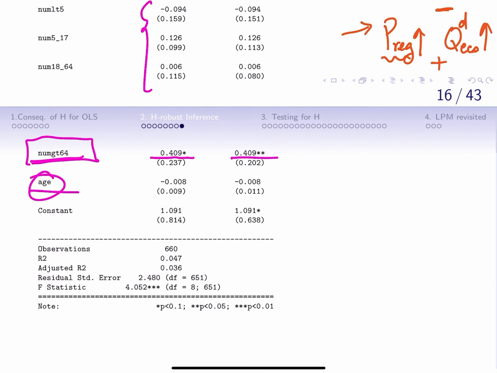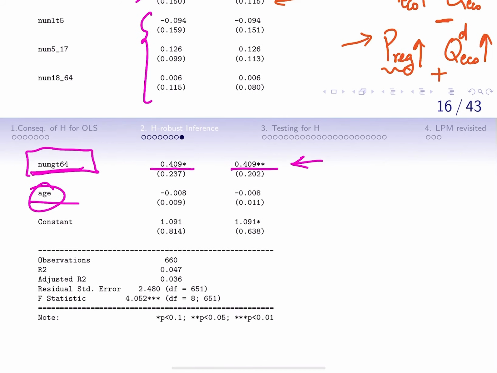And that's why sometimes you want to incorporate variables in a different way. Even though you know the age of the head of the household, you want to incorporate age in different ways. Okay, so that's the idea here.